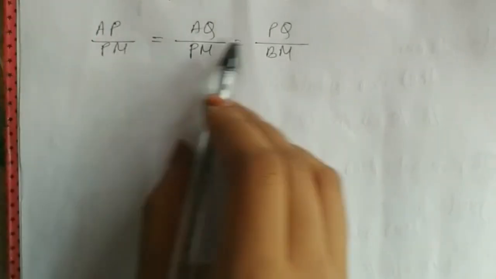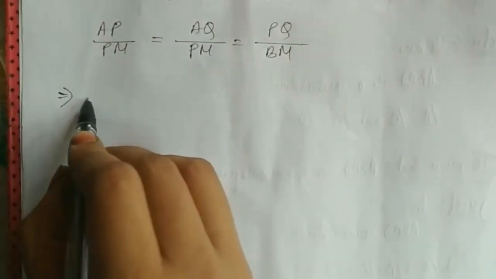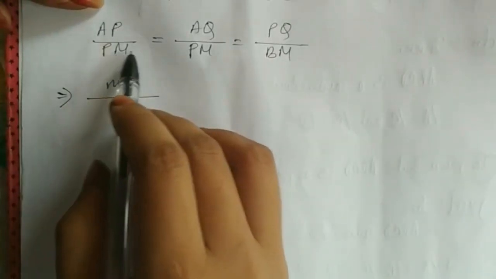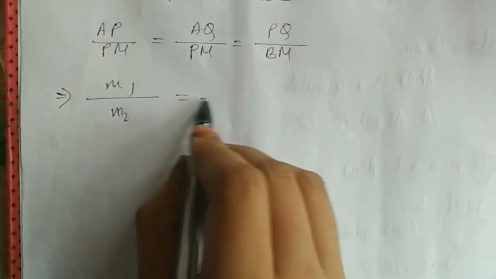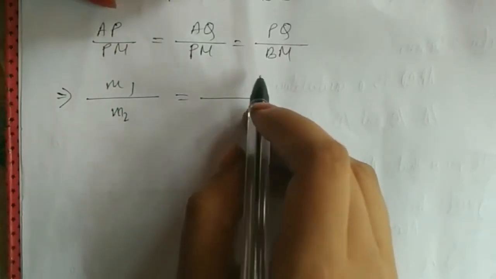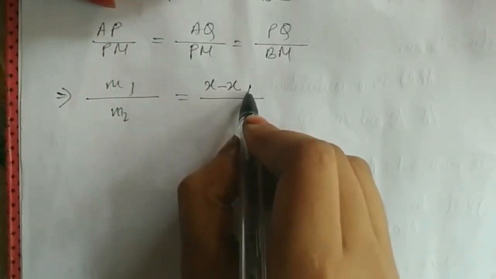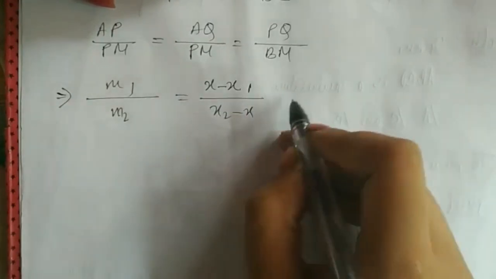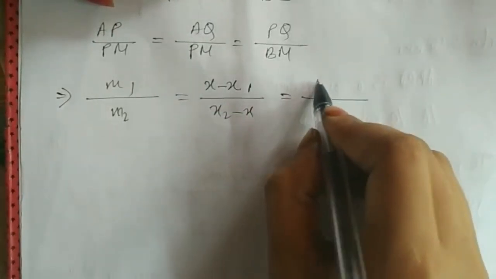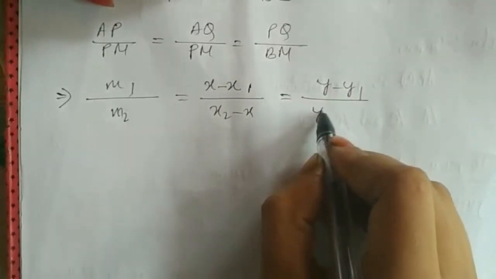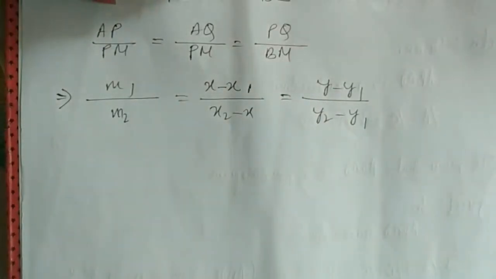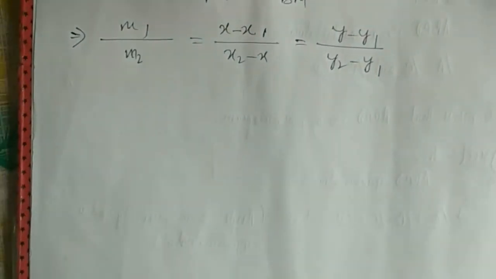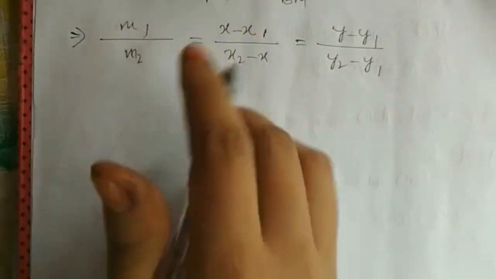In place of this one, just put the value. AP by PB is M1 by M2. AQ is how much? AQ equals X minus X1 and PM equals X2 minus X. Similarly, PQ equals Y minus Y1 and this one Y2 minus Y1. Just put the value. Now compare this.